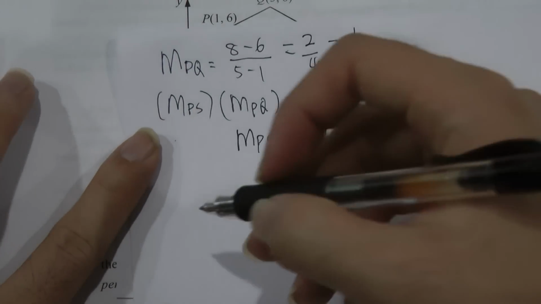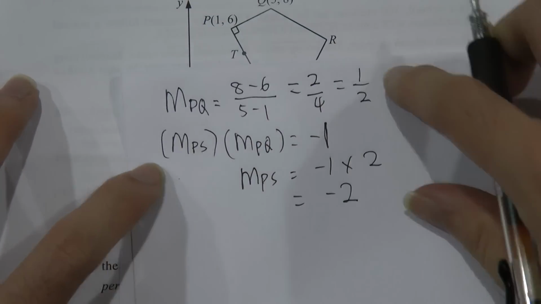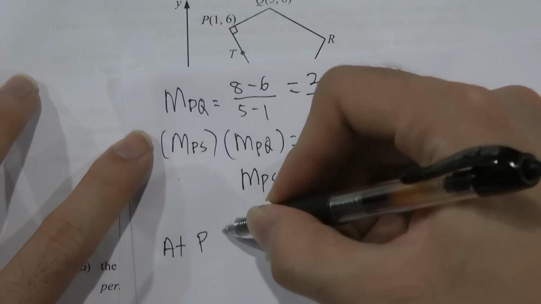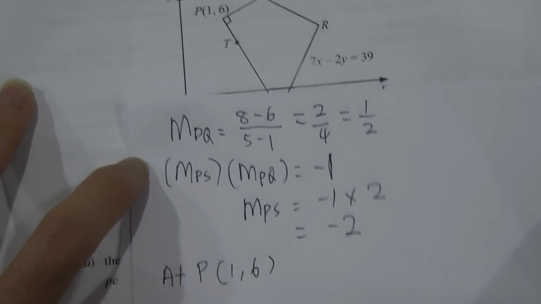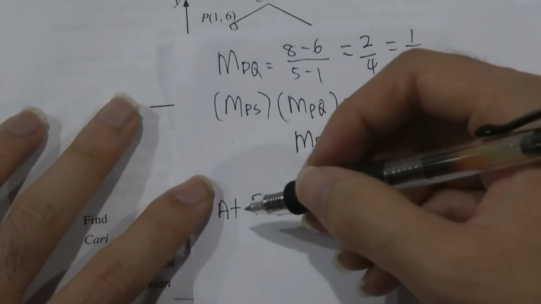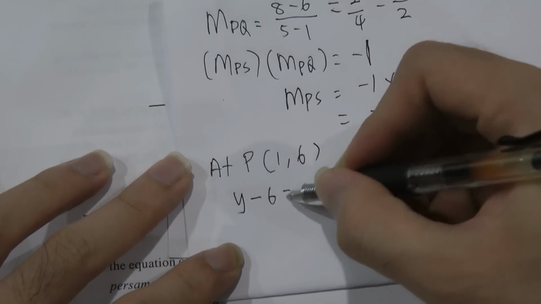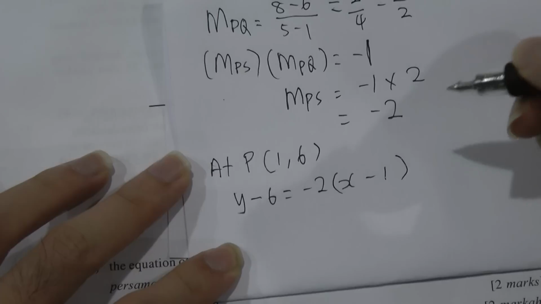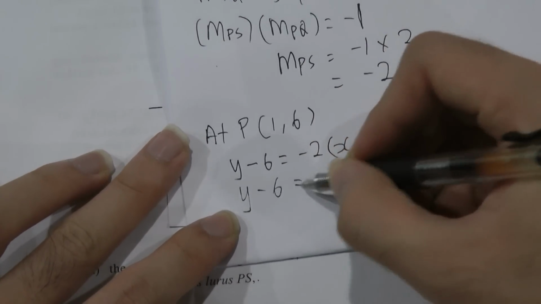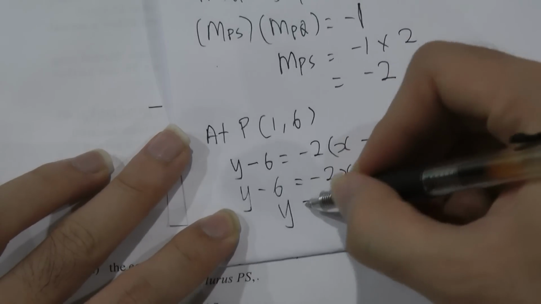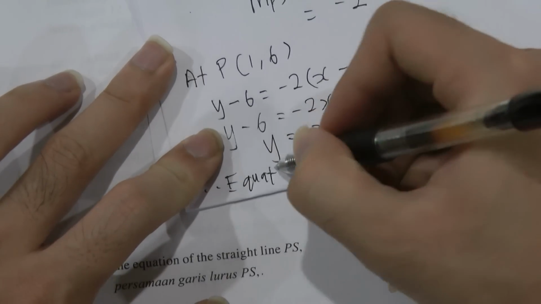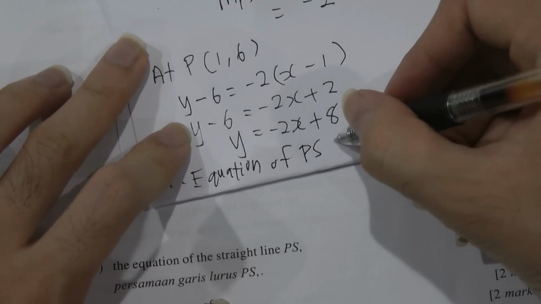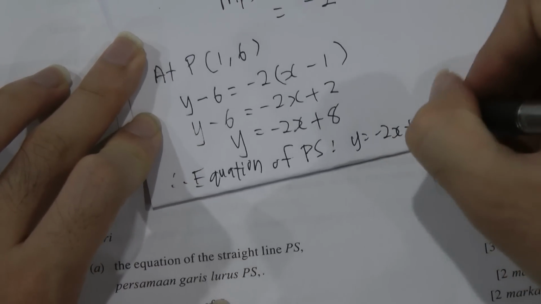Now he wants the equation of PS, so I substitute this into the formula. We substitute back the coordinate: P is (1, 6). I use the simple formula y minus 6 equals -2 times (x minus 1). So y minus 6 equals negative 2x plus 2. Therefore y equals negative 2x plus 8. This is the equation of PS. Then you can get 3 marks.